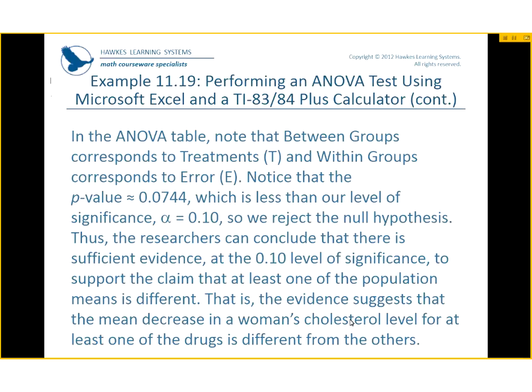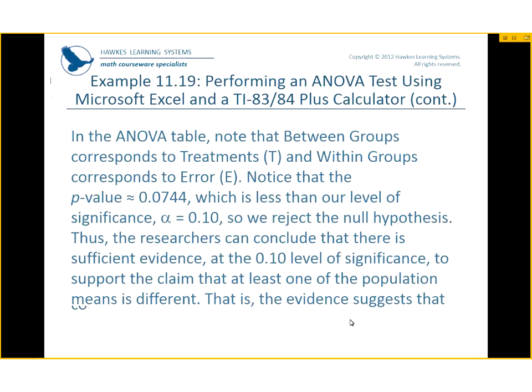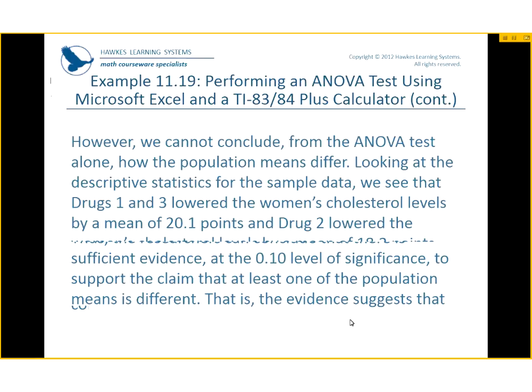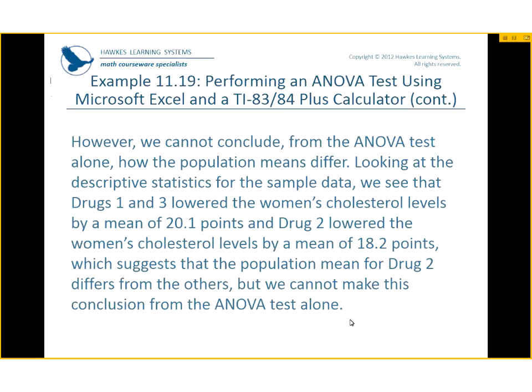All right, so, because our P value is 0.0744, which is less than our level of significance, 0.10, we reject the null. So that means there's at least one population mean that's different. So we can't say which one it is, but we can say there's a difference. So let's play with it.